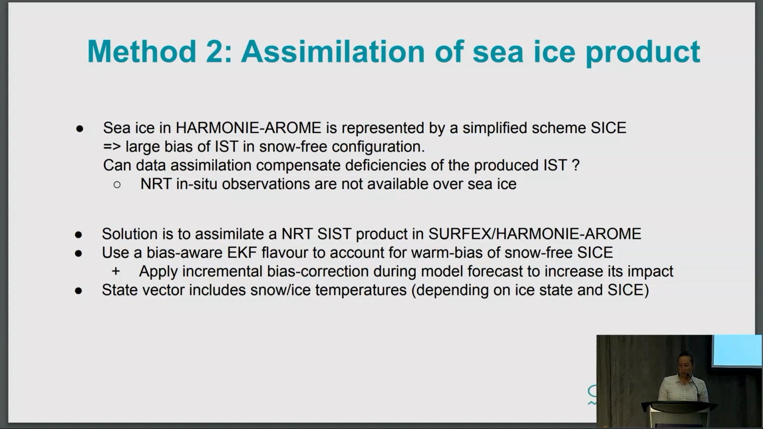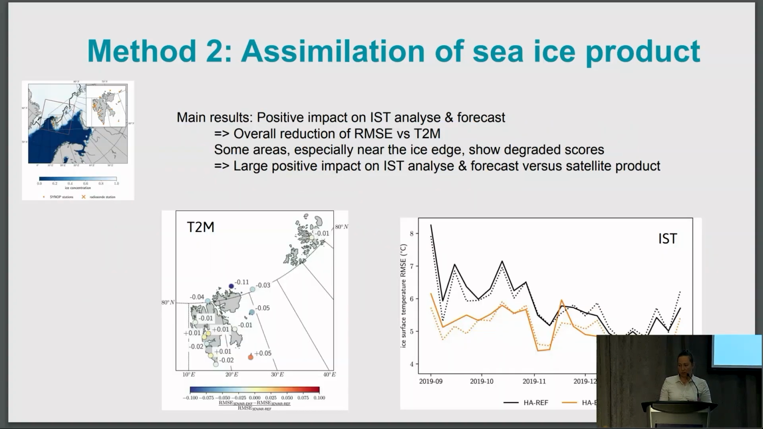And for that, he used a bias-aware Kalman filter flavor to account for this warm bias, especially over snow-free identified pixels. And on top of that, to have a stronger impact, he applied incremental bias correction during the forecast. Just note that the state vector also included the snow and the ice temperature. So that's the main result he got.